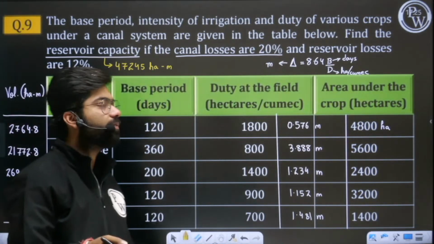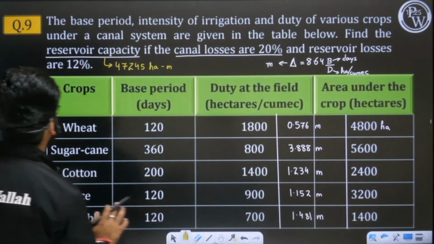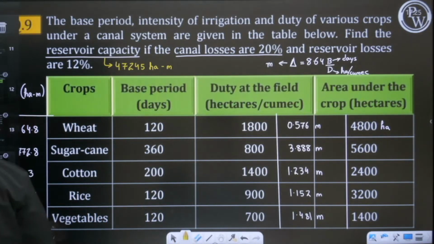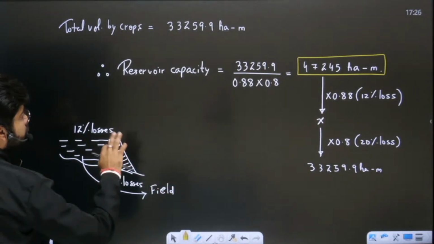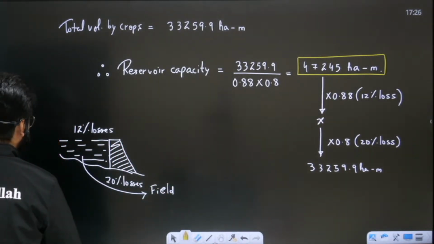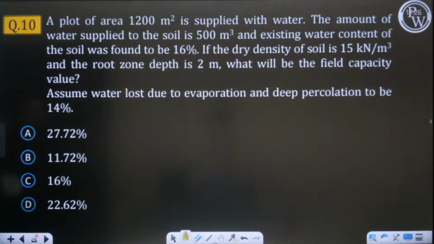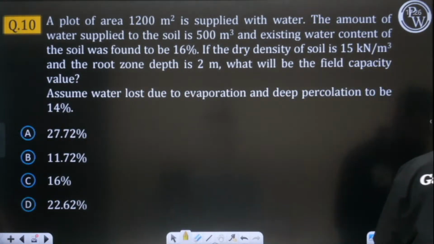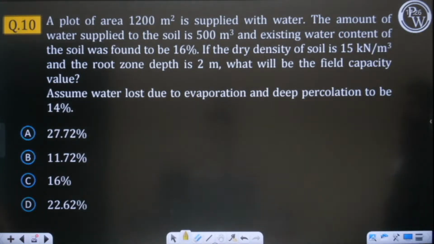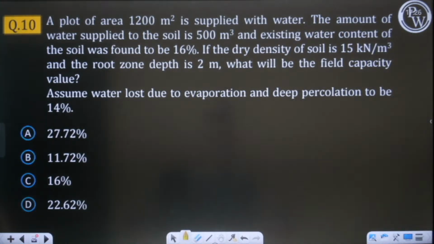So is the question clear to you? I hope the concept of efficiency is clear to you with the help of this question. Shall we proceed to the next one? So this is your reservoir capacity. Now we have question number 10. Solve this question number 10. I hope this is clear to you. Try to solve this.